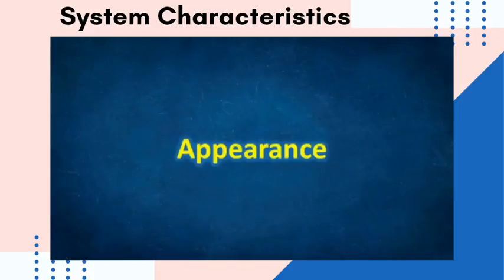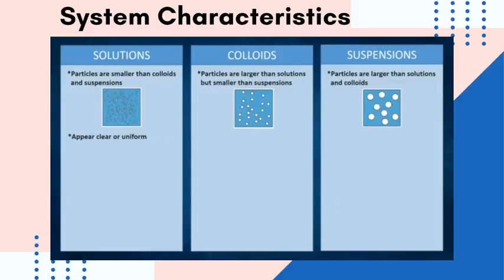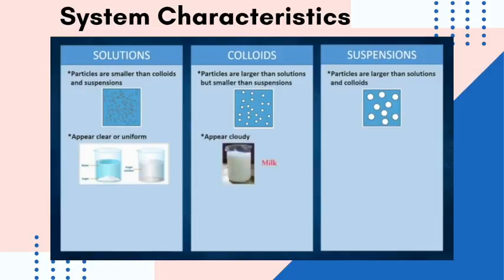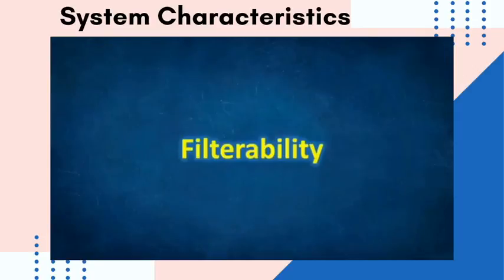Now, let us move on to the appearance of these mixtures. Solution appears clear and uniform, and we cannot identify the components that we mix. For example, water with sugar. Colloids, on the other hand, appear cloudy. We also cannot identify what we mix. For example, water and milk. Suspensions also appear cloudy, but the components can be recognized. For example, water with oil. Here, in this example, all components settle on the top of water.